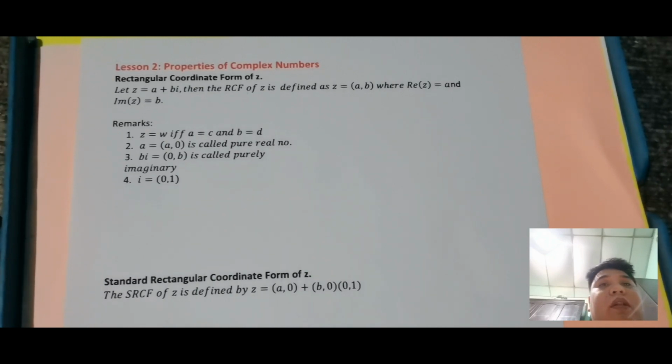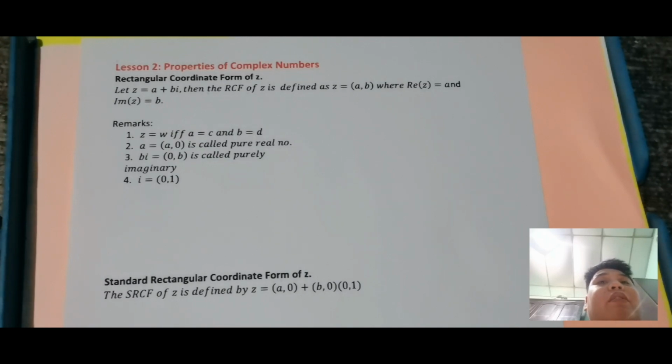Okay guys, so let's have lesson 2, properties of complex numbers. So ito ay additional lang doon sa nakaraan. So nakaraan, from lesson 1, standard form, yung real part, imaginary part, yung definition of equal complex number. So similar lang na ito dito, nag-iiba lang ng form. Okay, so let's have yung topic 1 o yung una, rectangular coordinate form of a complex number z.